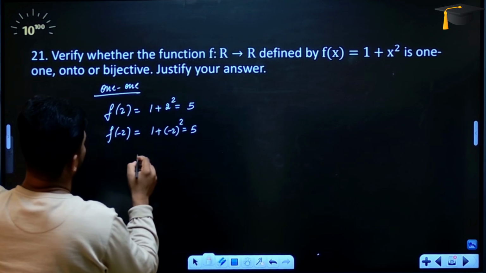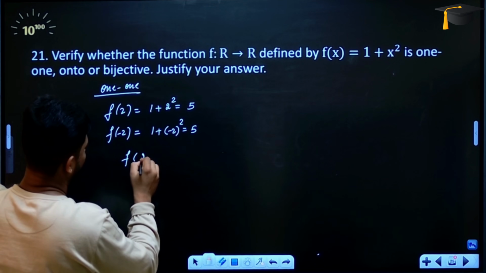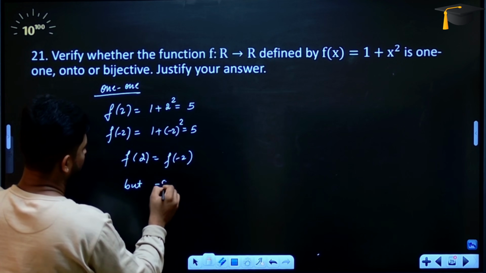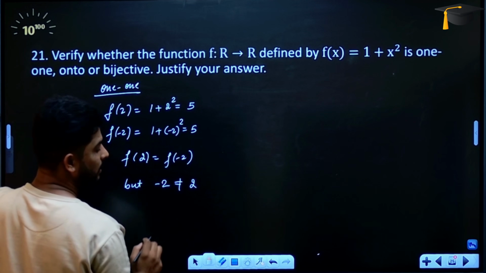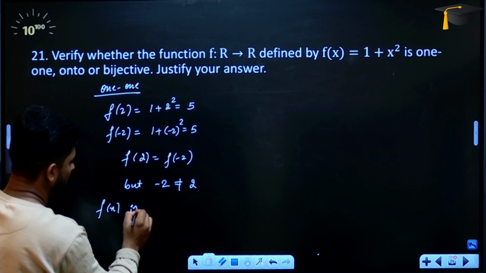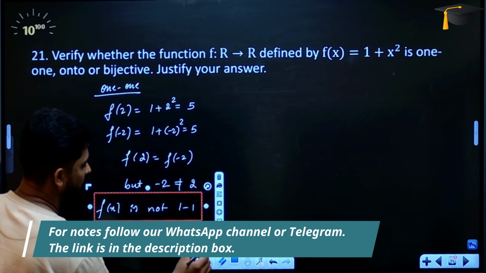This is also 5. So f of 2 is equal to f of minus 2, but minus 2 is not equal to plus 2, right? Hence f of x is not 1-1. So the 1-1 condition is over.